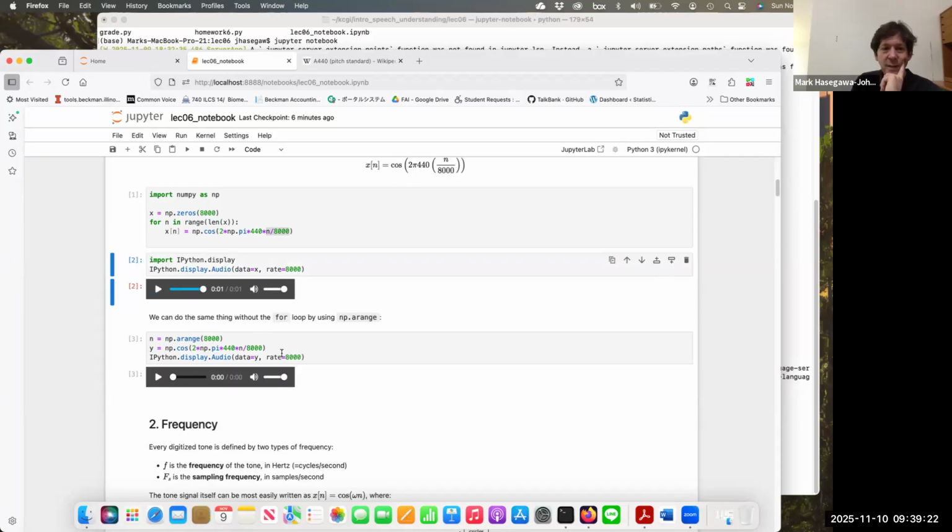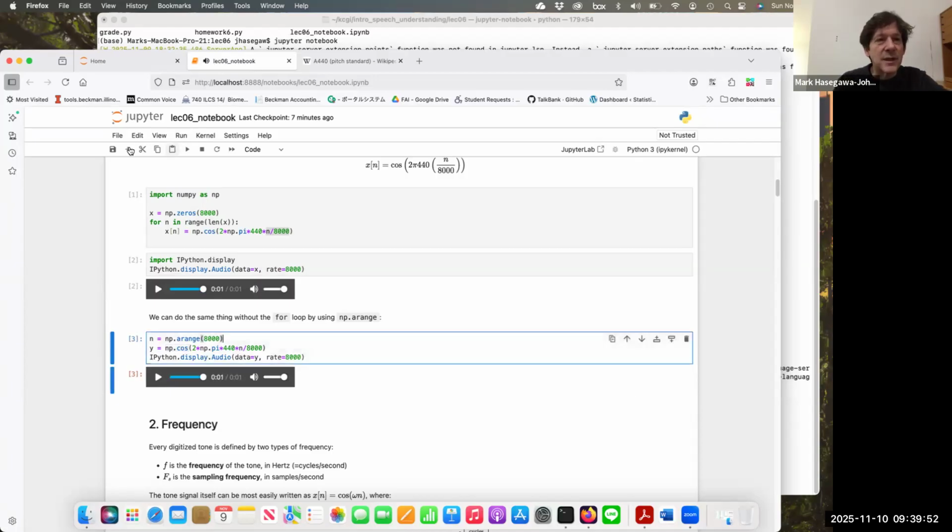In Python, in NumPy, we can do that by just taking this entire array, the range of values. You remember np.arange generates a range of values between 0 and 7,999. And if we just take that entire range of values and feed it into the NumPy cosine function, it will generate the same sequence of sample values. Let's plot that actually.